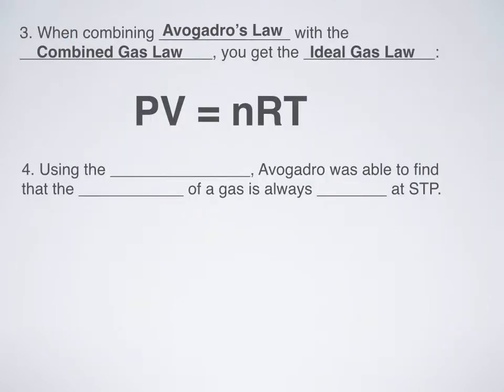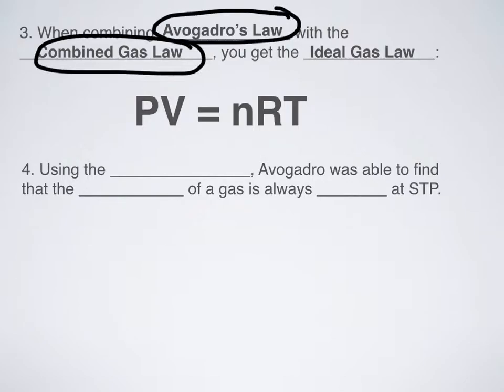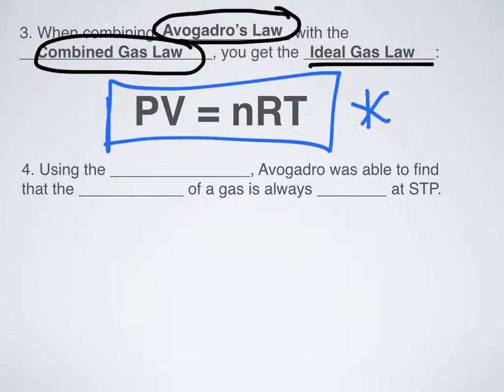So why is this constant important? Well, when I combine Avogadro's law and the combined gas law, I get the ideal gas law, and this is the ideal gas law. PV equals nRT. And so the way to remember this is don't be a pervnert. PV equals nRT, pervnert, okay?